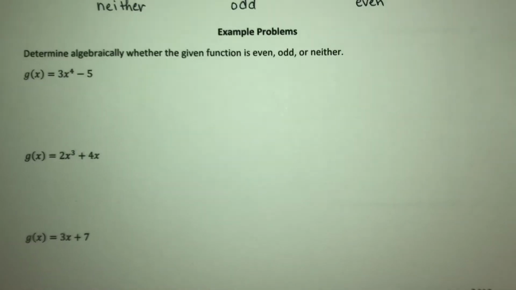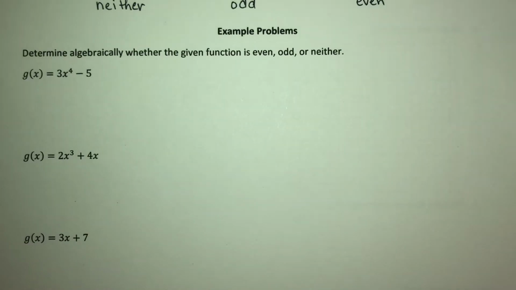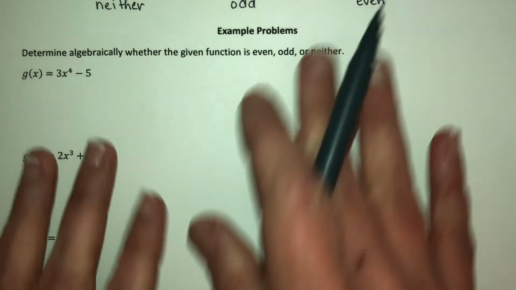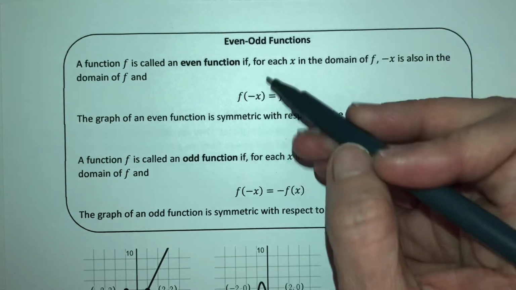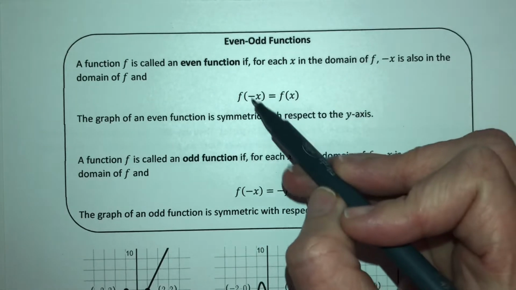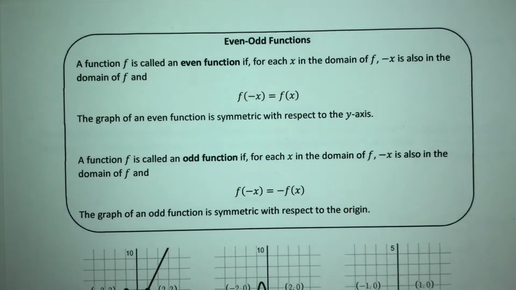This is part 3 of section 1.4. We want to determine algebraically whether the given functions are even, odd, or neither. So what we're going to be doing, for both of these, requires that you plug in negative x and then simplify.